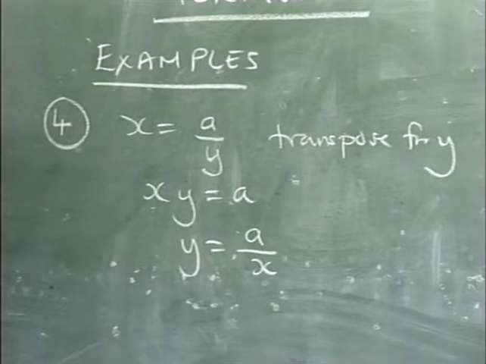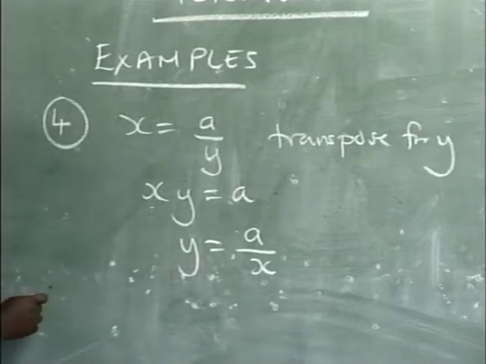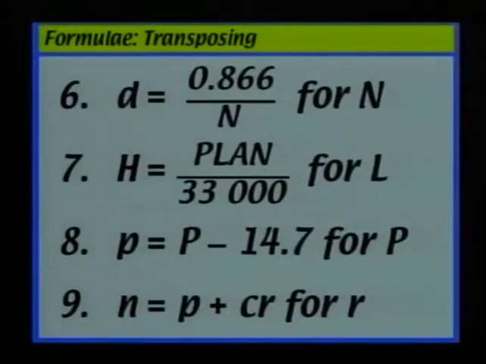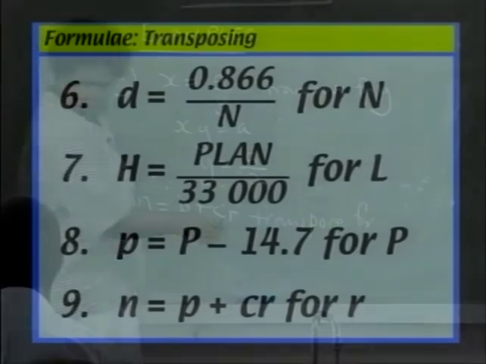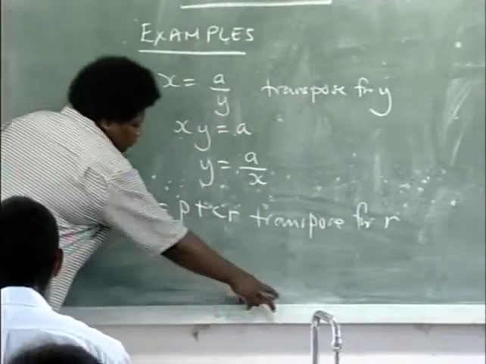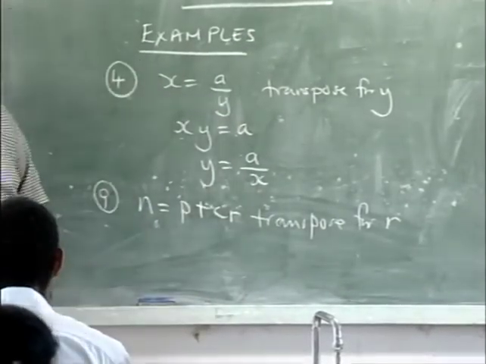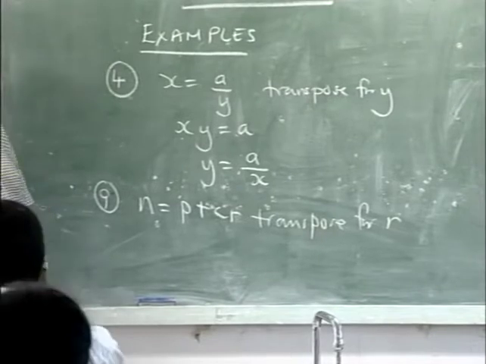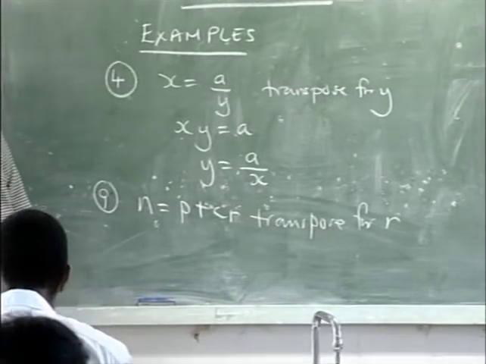Okay, we go to number 9. The formula is n equals p plus cr. It says we have to transpose for r. Patrick, I want you to tell me the first step I should take so that I can make r the subject of the equation.